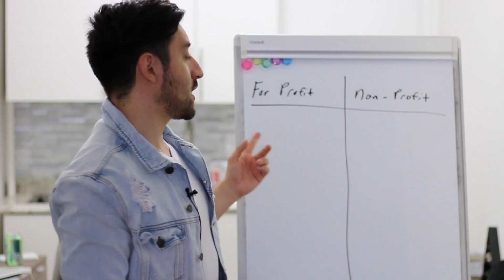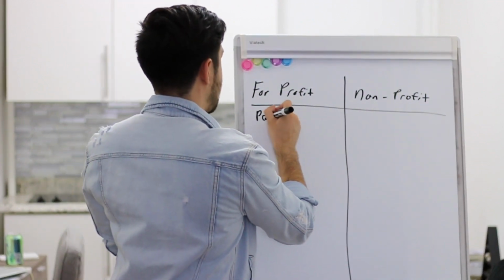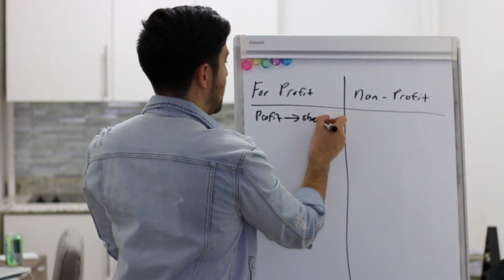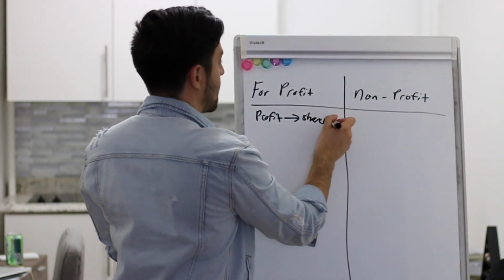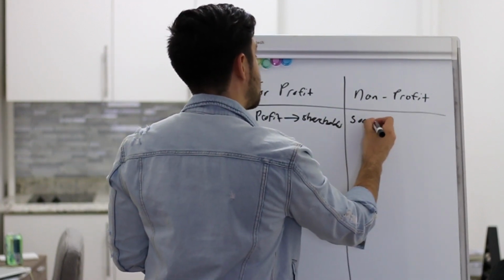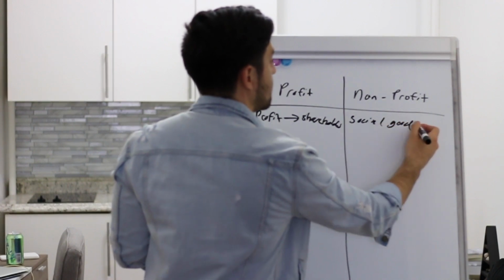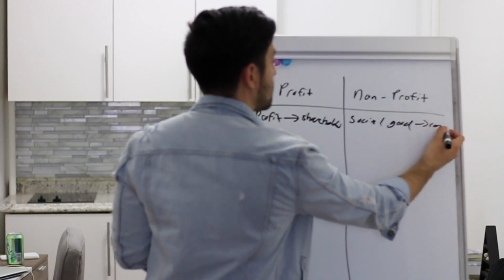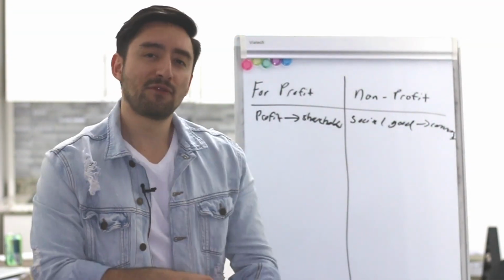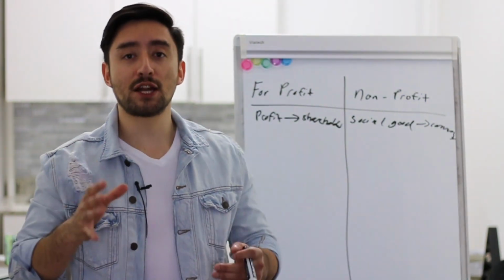So with a for-profit company, your goal is basically to make profit and to distribute that to the shareholders, which is basically a fancy word for the people that own the company. With a not-for-profit, you have more of a social good mission. So you're trying to do good in the actual community. You're trying to do good in the world. You've identified a need and you want to improve that. And for whatever reason, existing governmental organizations or companies out there are not addressing that need.